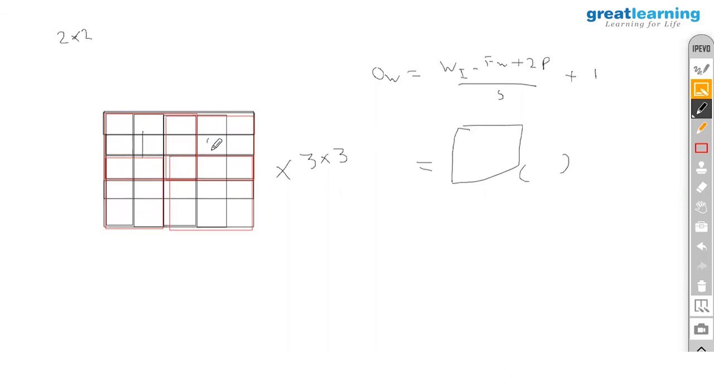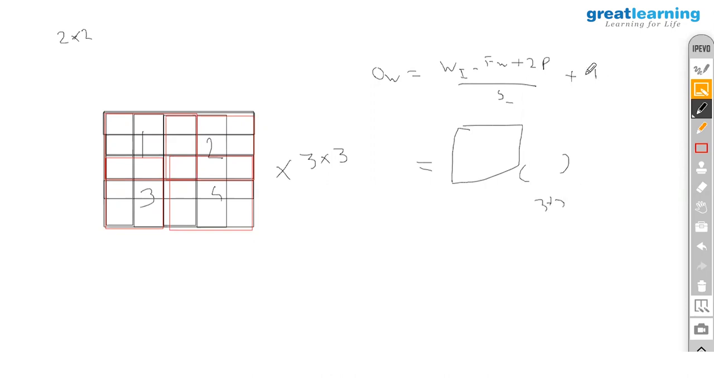Perfect. 1, 2, 3, 4. Because he has taken stride as 2. What if the stride was not 2? Then in that case, what will be the answer? Let us say stride is 1. 3 cross 3. Exactly. So you will get more features.